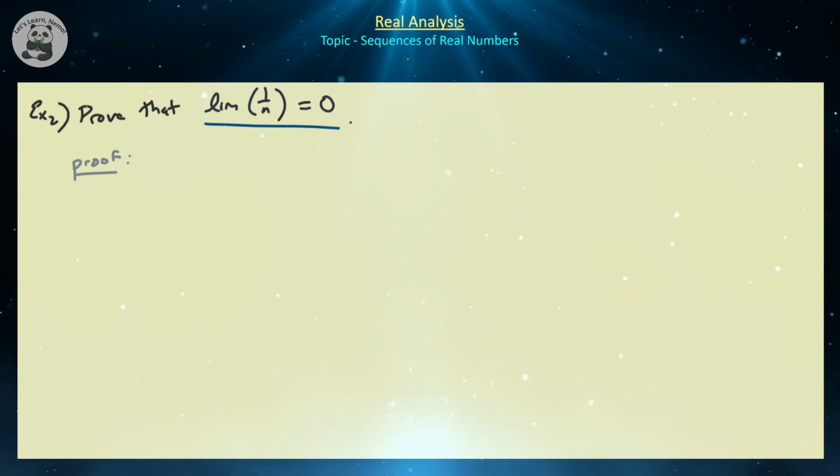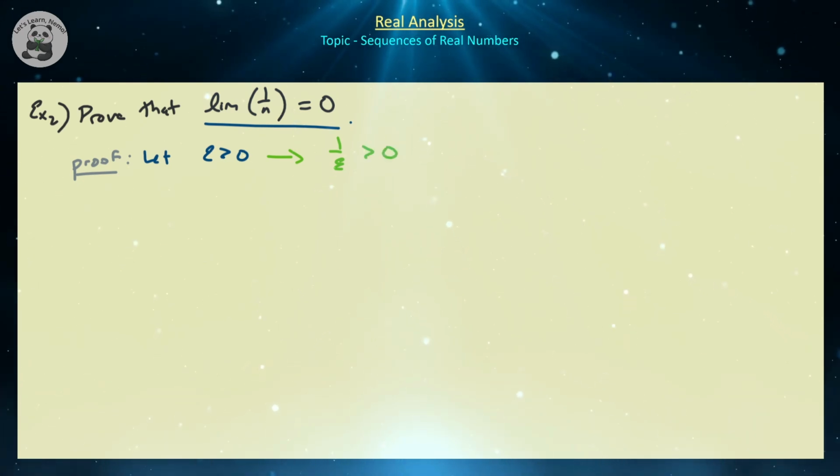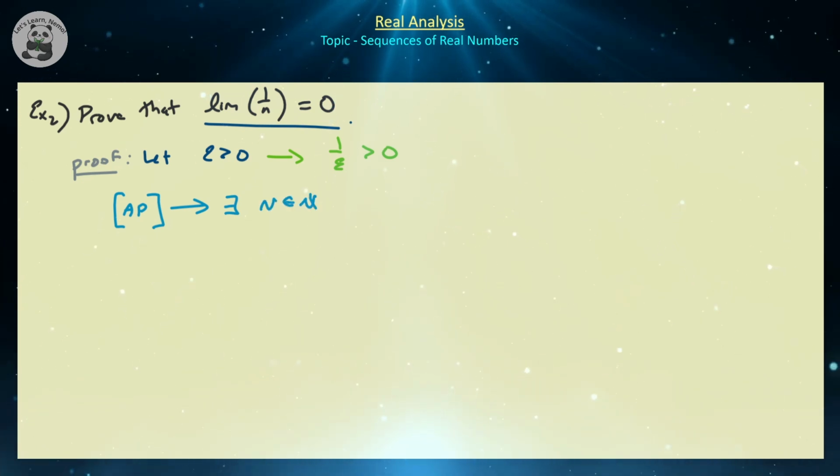As usual, we're going to start off by letting epsilon be an arbitrarily small but positive number. Obviously, if epsilon is greater than 0, then 1 divided by epsilon is also going to be a positive number, because the reciprocal of a positive is also positive. Using some of the principles that we built before, in particular the Archimedean principle, we know that if epsilon is a positive real number and 1 over epsilon is a positive real number, that means there exists some natural number N such that 0 is less than 1 over N is less than epsilon.